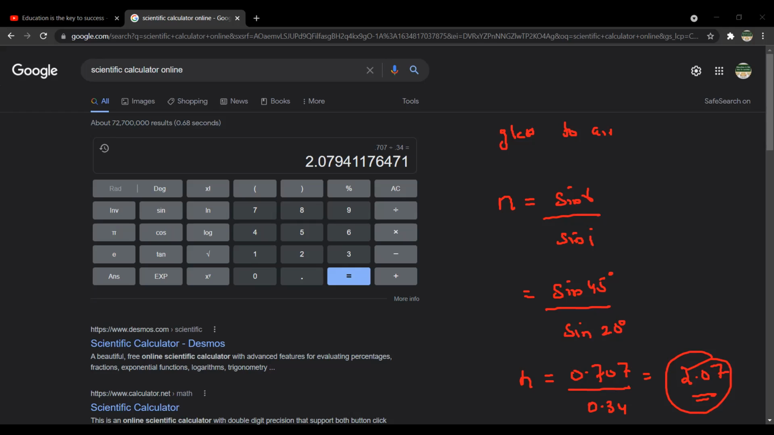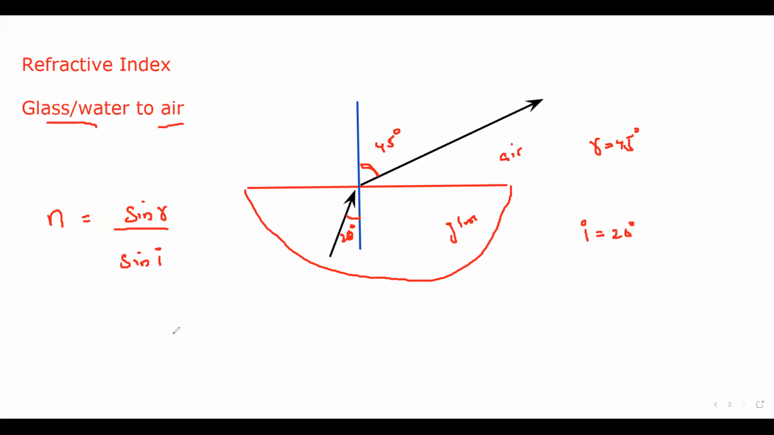So when we substitute the values, sine 45 divided by sine 20. After solving this, the final answer is 2.07. Is it clear? That is the concept of refractive index and how we can use the formula to calculate it. Now more examples related to calculation of the refractive index.